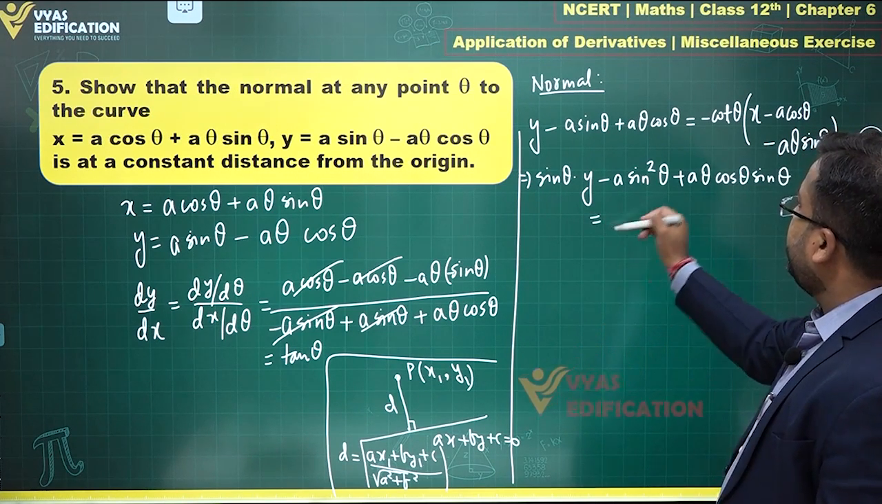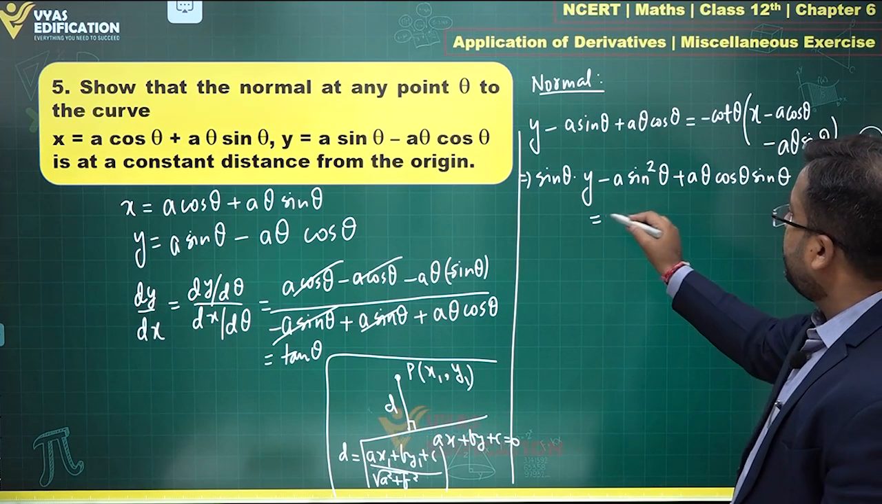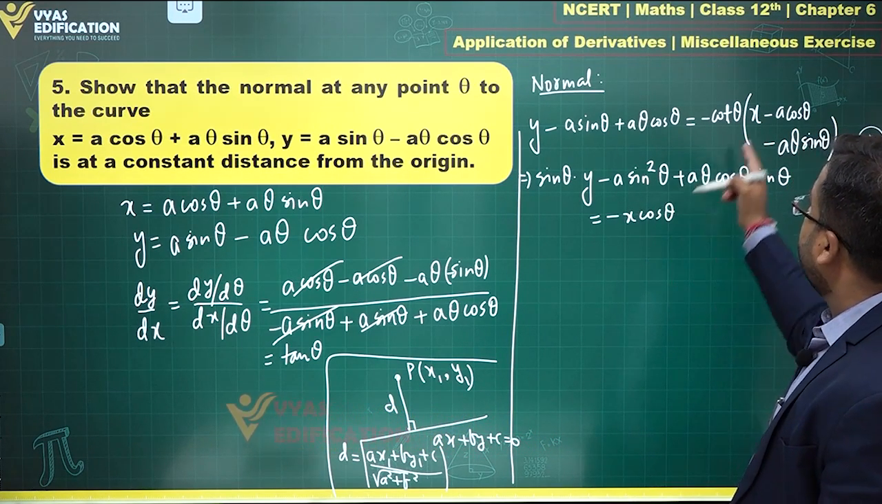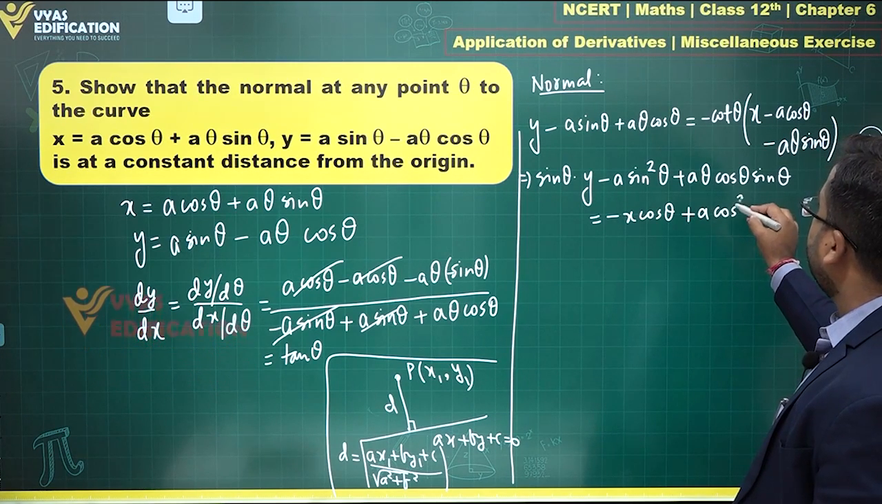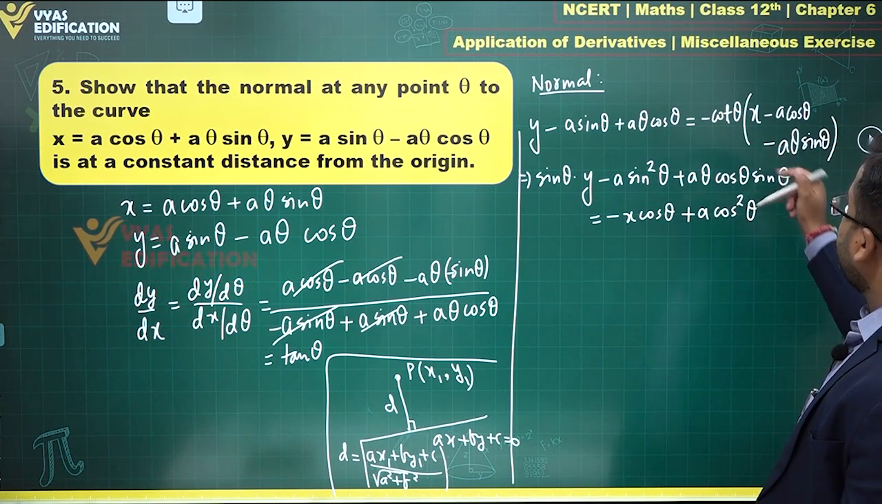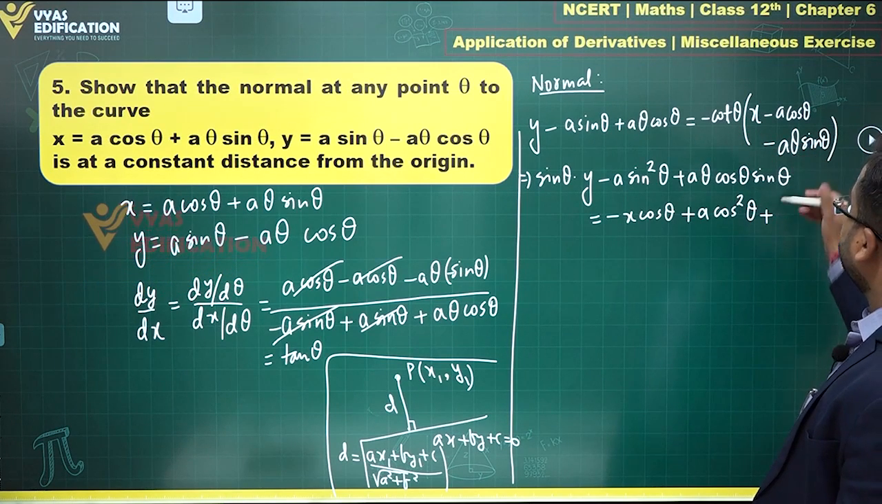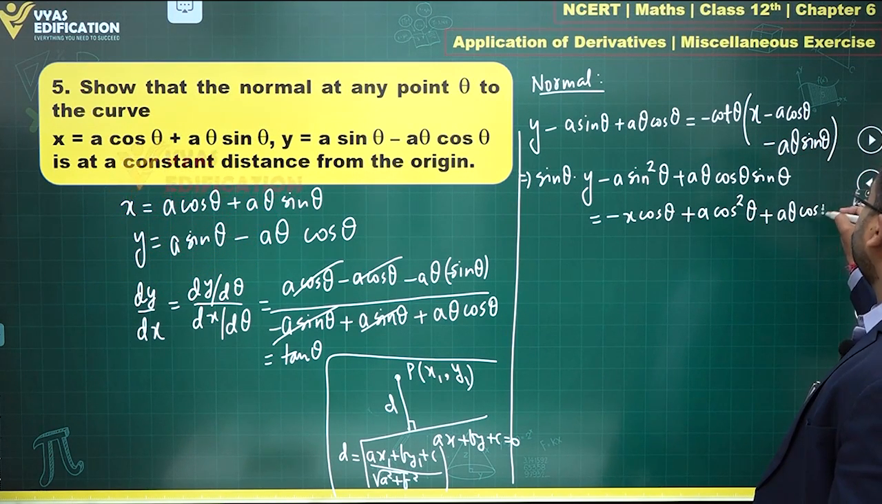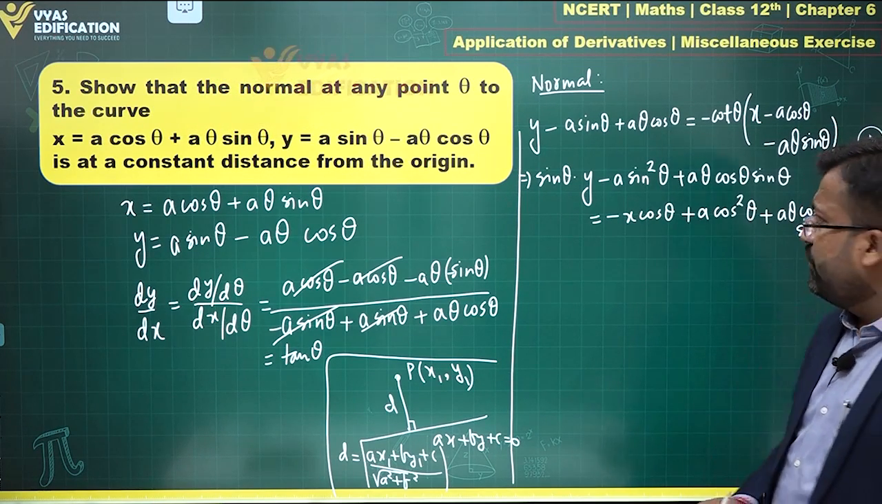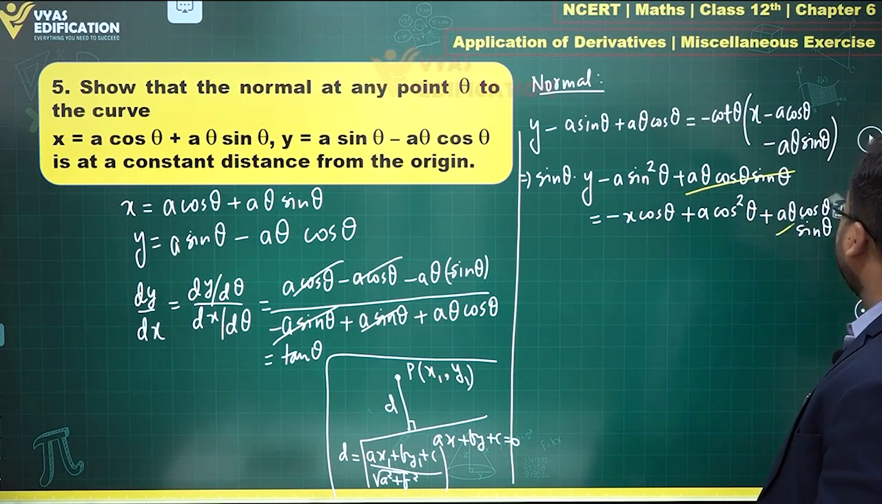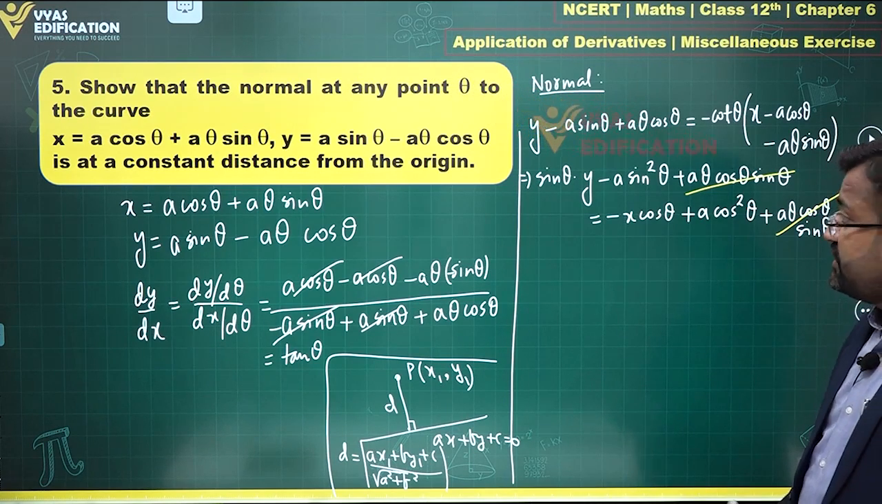On the right hand side, this is minus cos theta in the numerator. Minus x cos theta is what we'll get. And minus will become plus a cos square theta over here. And minus will become plus a theta cos theta sin theta is what I get. Do you see that some terms get cancelled over here? A theta cos theta sin theta on the LHS and RHS gets cancelled.